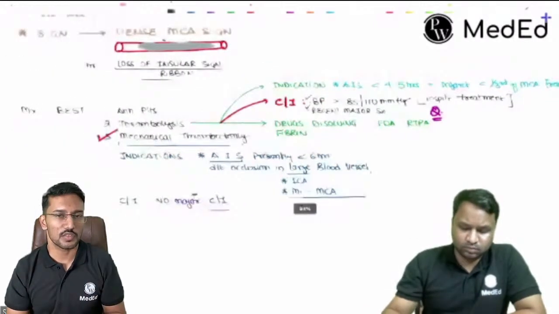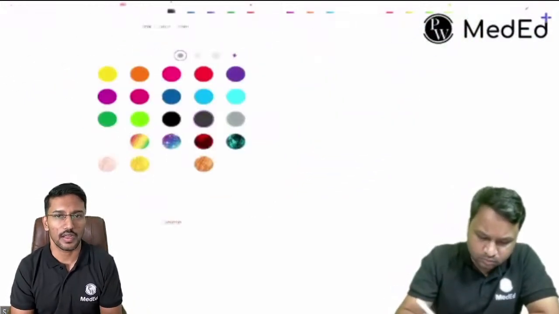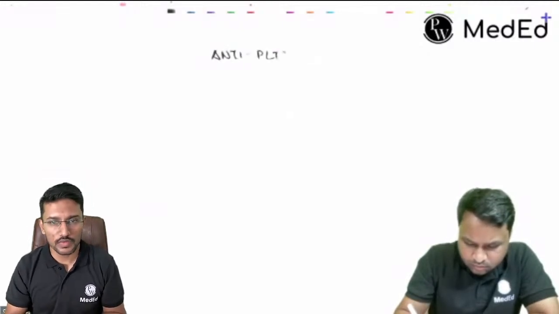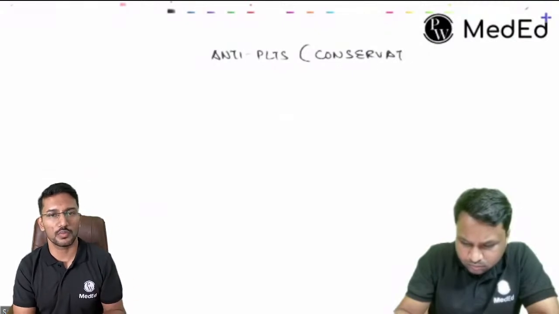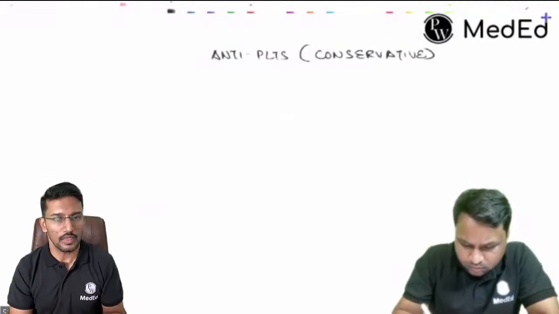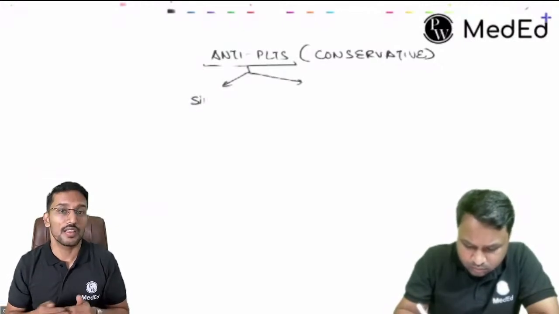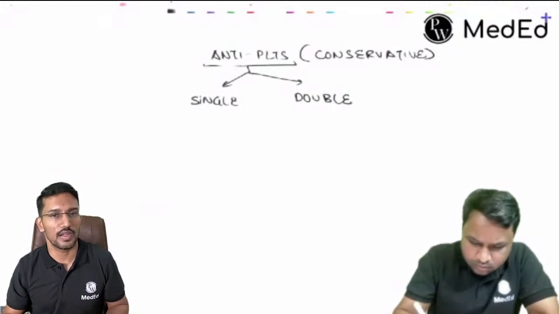Now coming to the last aspect, that is antiplatelets, right? We can also call it a conservative measure. In the antiplatelets, should we give a single agent or dual agent? That's the question. Should I give only aspirin or 2 agents? The answer is that 2 agents are better than 1 agent in the acute management. So we call it dual antiplatelet therapy, DAPT.